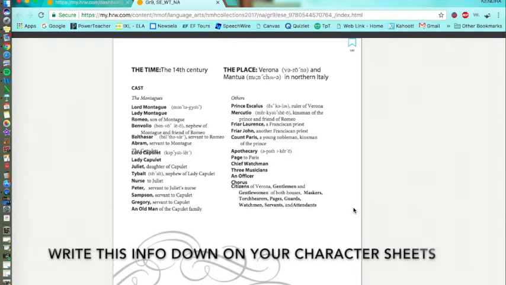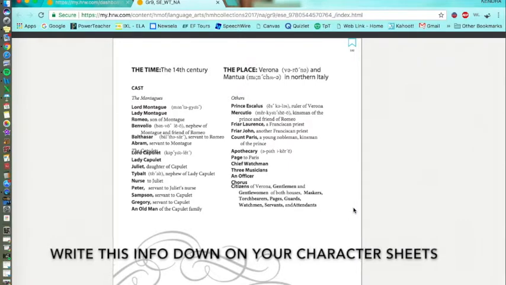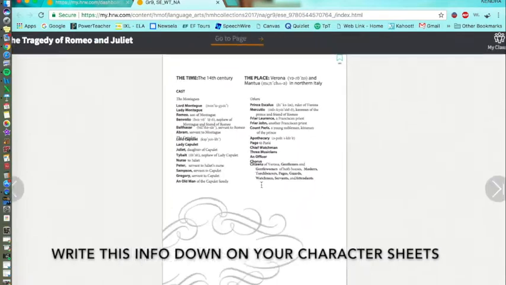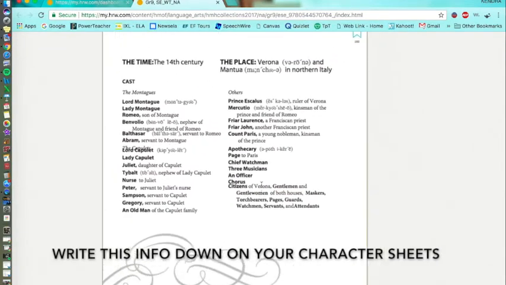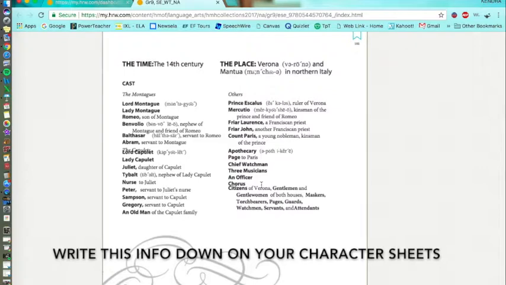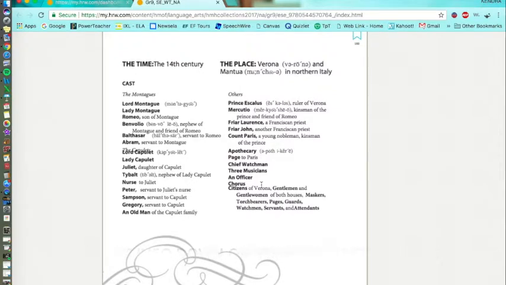And we have a special guest appearance by Mantua, which is a neighboring town. Mantua, Verona. The time is the 14th century. This is the cast, and you have to make sure you keep these straight, because since there are two sides, we have to understand which person is on which side of the feud, okay?